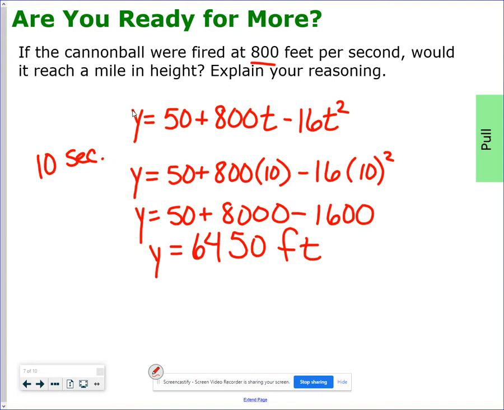Now, in case you don't know this, there are 5,280 feet in a mile. And that is clearly more than 5,280. So it's going to definitely be able to get higher than 1 mile if this is a realistic velocity that we've got for the cannon.